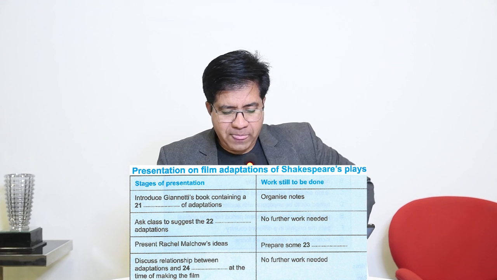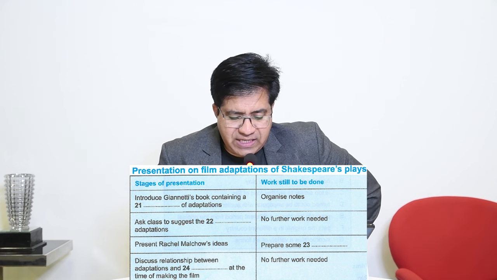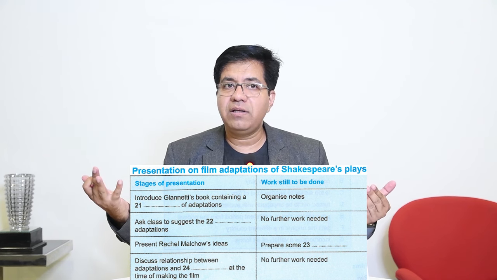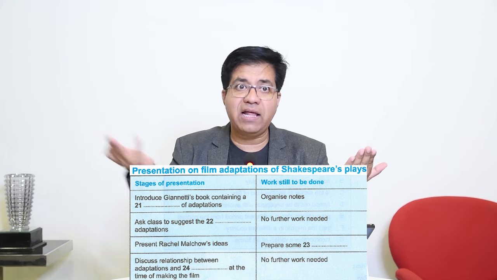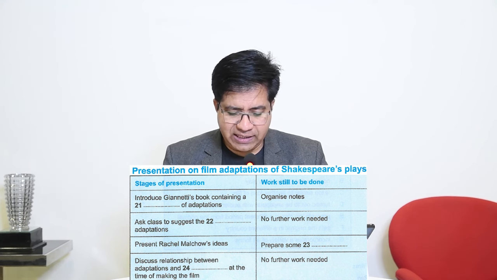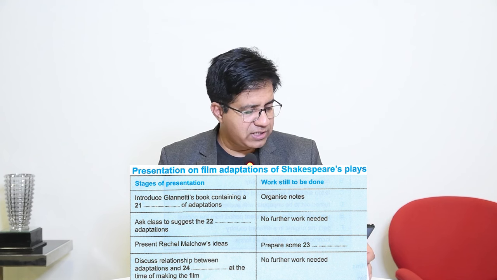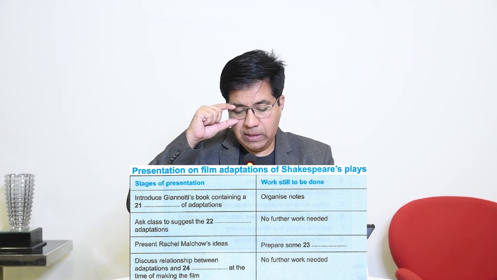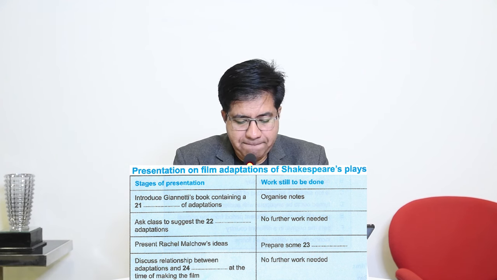Question number 24. Discuss relationship between adaptations and dash. Now, they're going to compare the relationship between adaptations and another type of thing, right? At the time of making the film. So what is that? Next, I want to say something about how plays may be chosen for adaptation because they're concerned with issues of the time when the film is made. You mean things like patriotism or the role of government? Exactly.